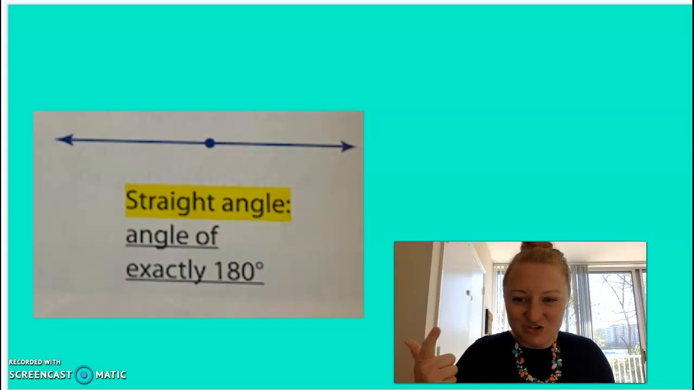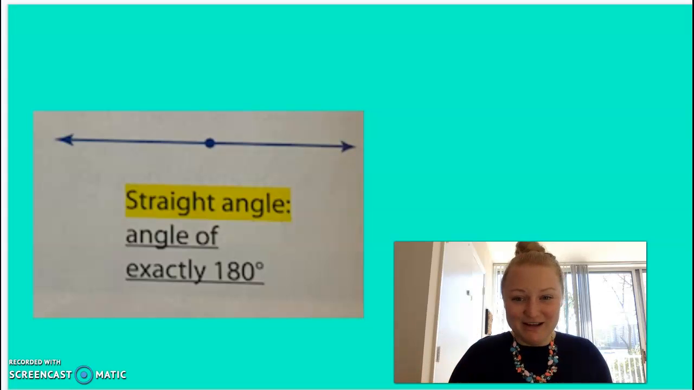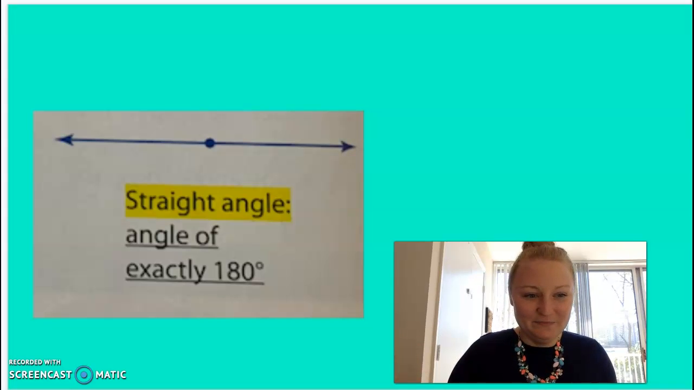So right angles and straight angles have only exact measurements. Right angles are exactly 90, straight angles are exactly 180. Acute is less than 90, and obtuse is greater than 90.